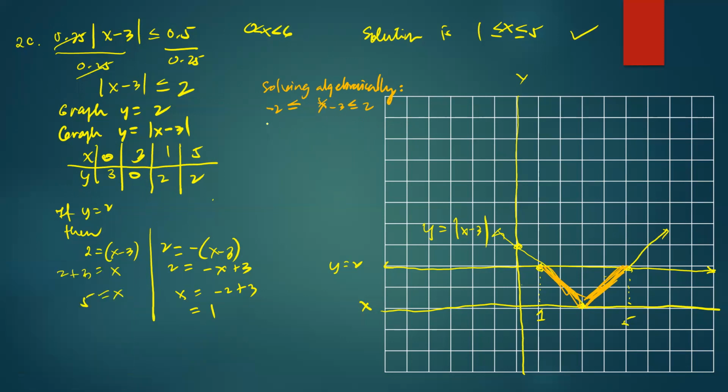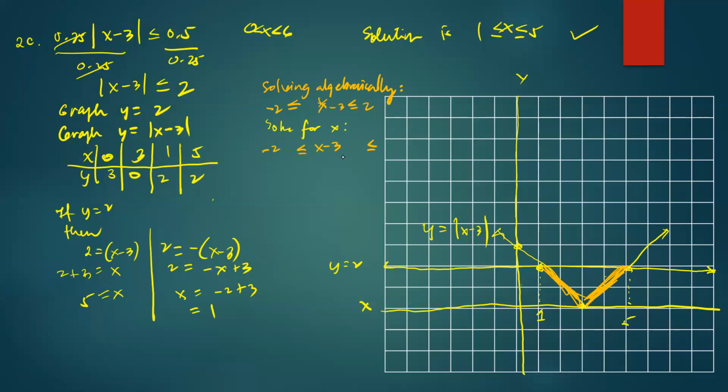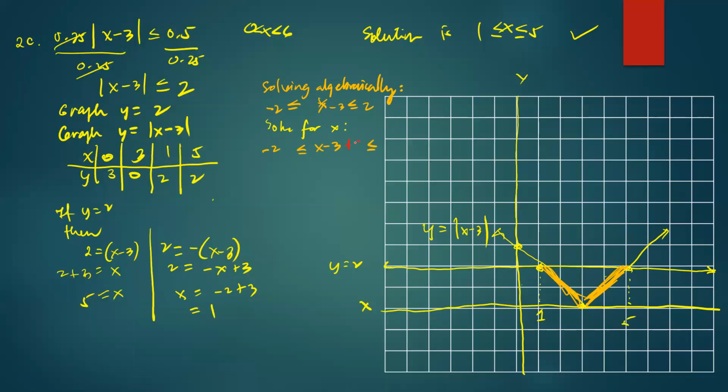So to solve for x, we will have negative 2. Okay, we are going to add here 3. So we will also add both sides 3. Okay, let me replace the color so that you will see it immediately. So this is plus 3. So therefore, this is also plus 3. And this is also plus 3.